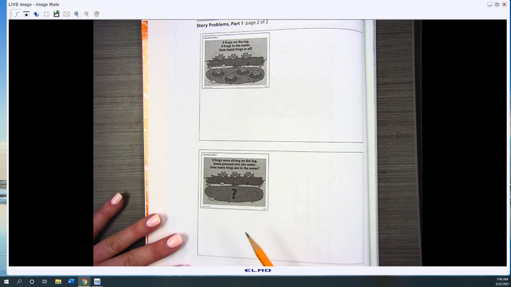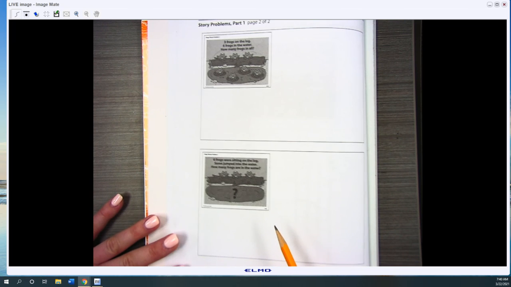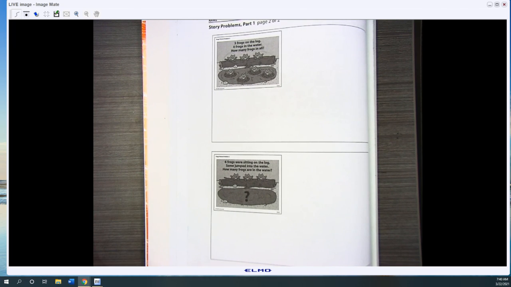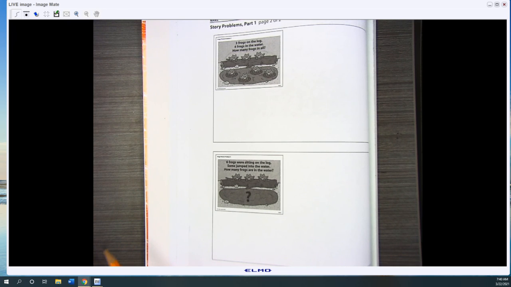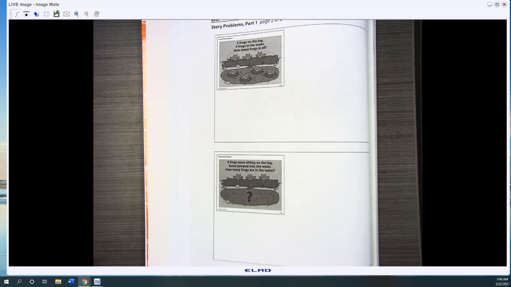These 2 I'm not going to do with you. You are going to do them on your own. Then you will take a picture and post it to Seesaw. Okay? When you are done with these, you can go ahead and do one of the may-dos on the next page.